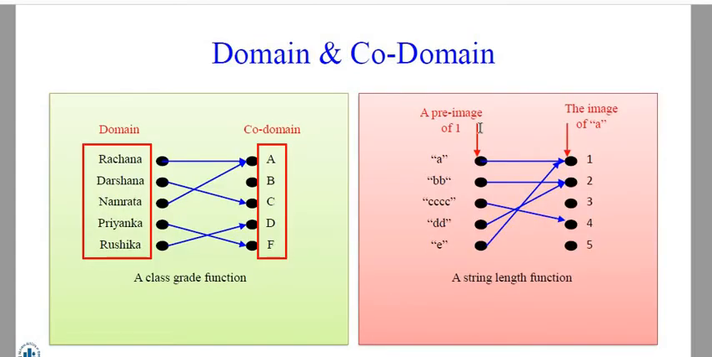The domain and codomain example, that is a class grade function. Here we have some names in one domain, and the codomain, that is A, B, C, D, F. Okay, a class grade function.